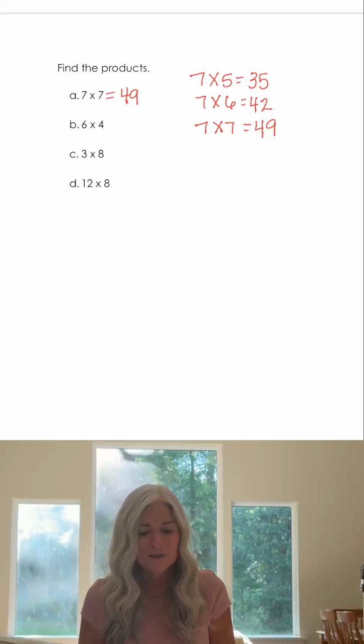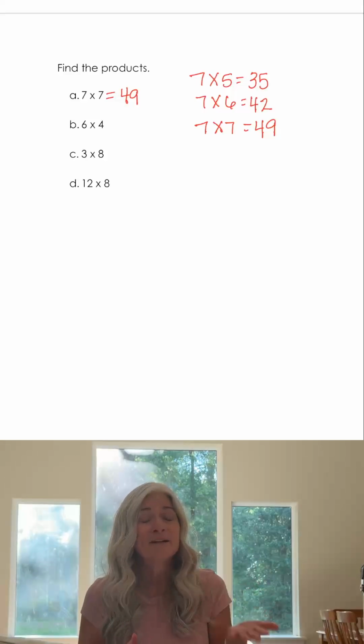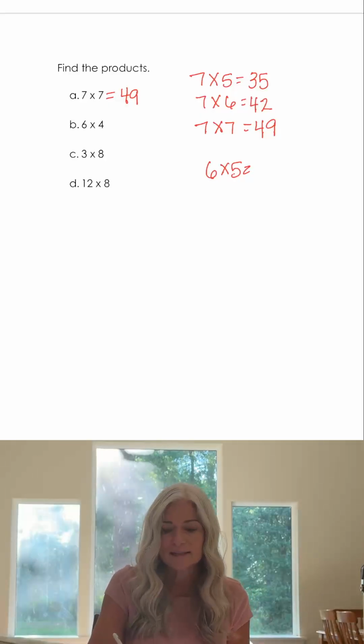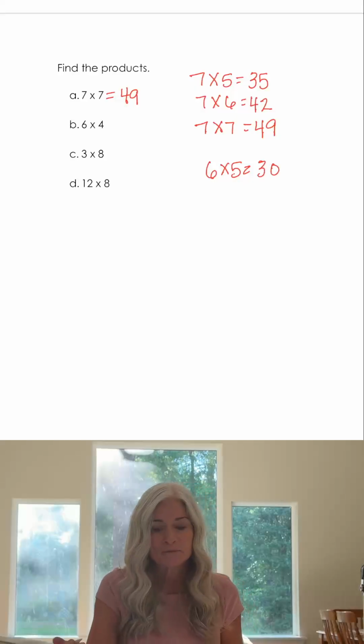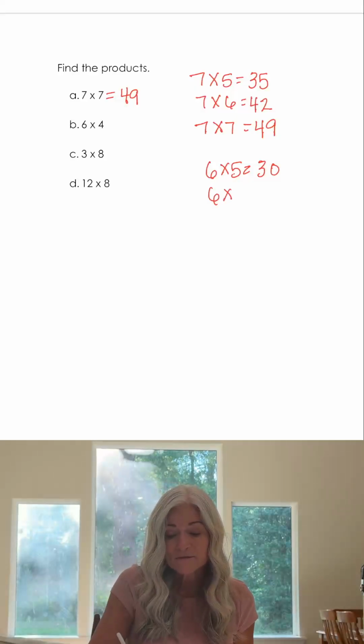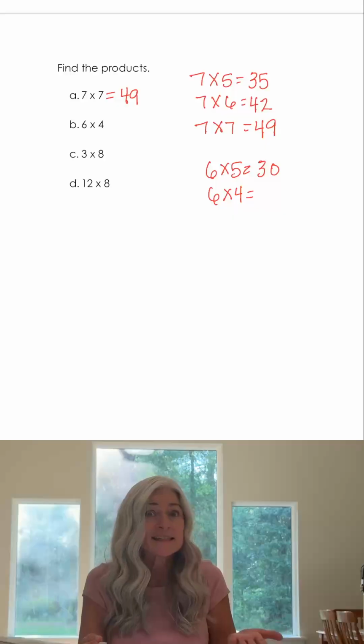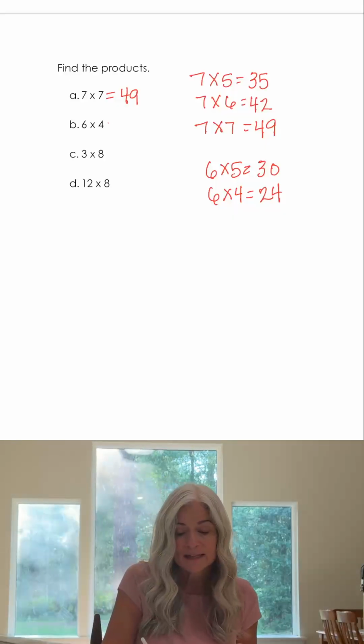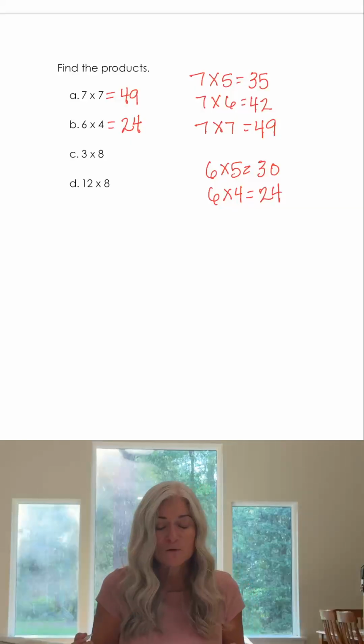What about 6 times 4? Well, we could again use our 5 facts. I could say, well, I know that 6 times 5, if I skip count by 5 6 times, that's 30. So 6 times 4, well, that's 6 less than 30, or 24. So 6 times 4 is 24.